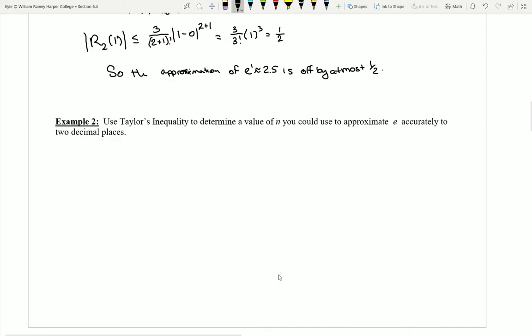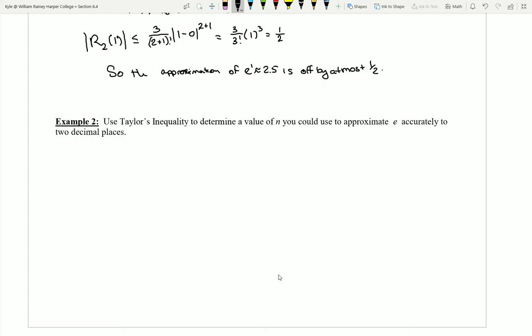In this video, we're going to take a look at example number 2, and we're going to continue to use Taylor's theorem to answer some questions. So I want to use Taylor's inequality here to determine a value of n, remember that's a degree of a polynomial, that I could use to approximate e, notice that's e to the first power, accurately to 2 decimal places.